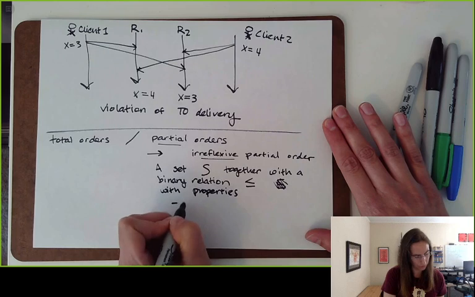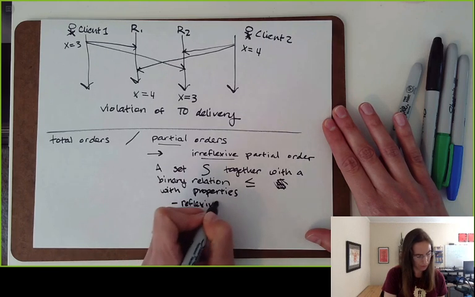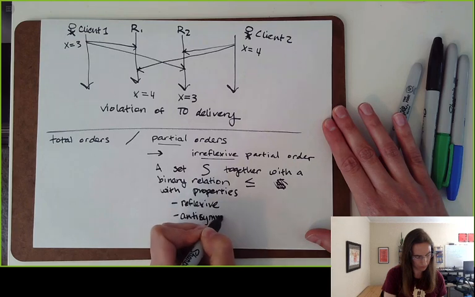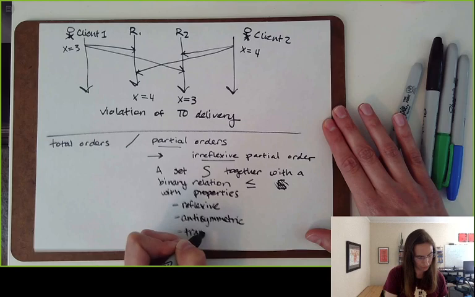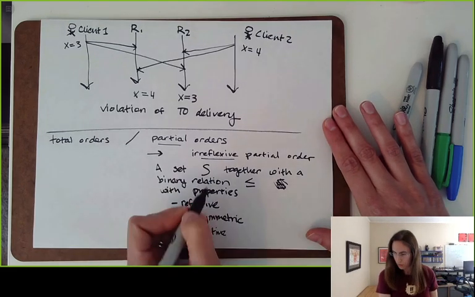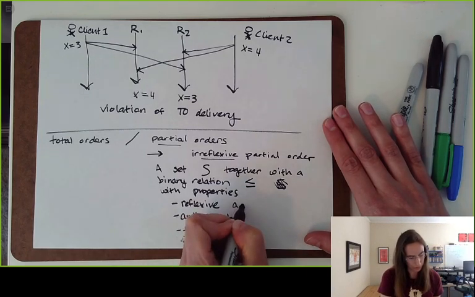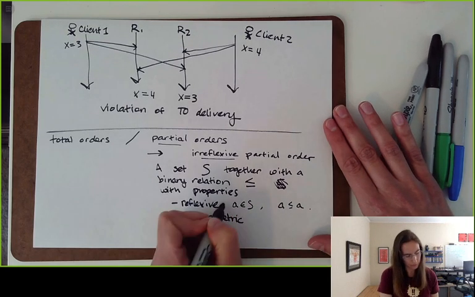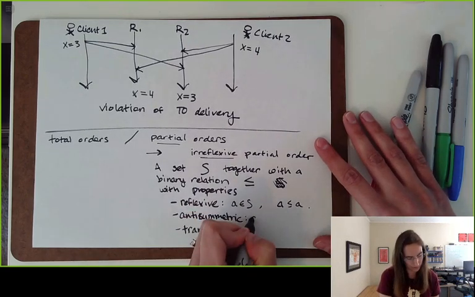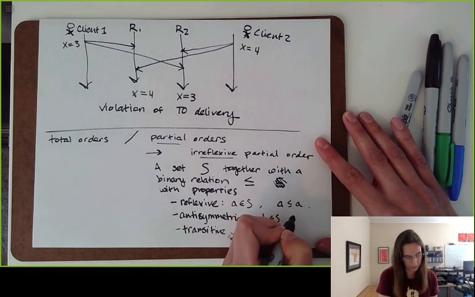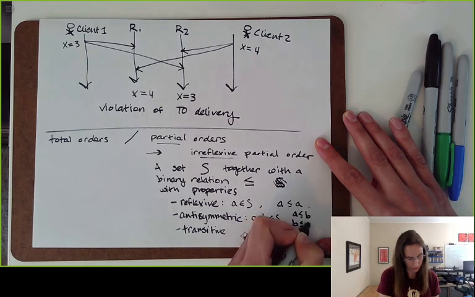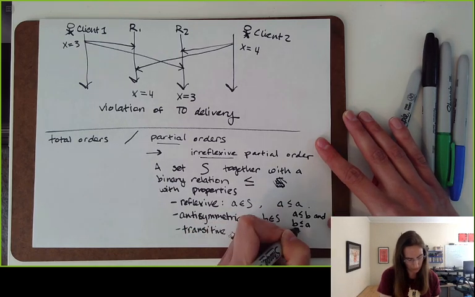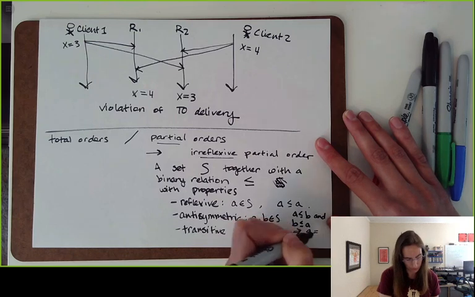And the relation has to be reflexive. It has to be anti-symmetric, and transitive. So reflexive means that elements are related to themselves. So if you have some A that's a member of this set S, A is related to A. Antisymmetry means that if you have A and B that are members of S, then if A is related to B and B is related to A, then A and B are the same. All right, A equals B here to save space.